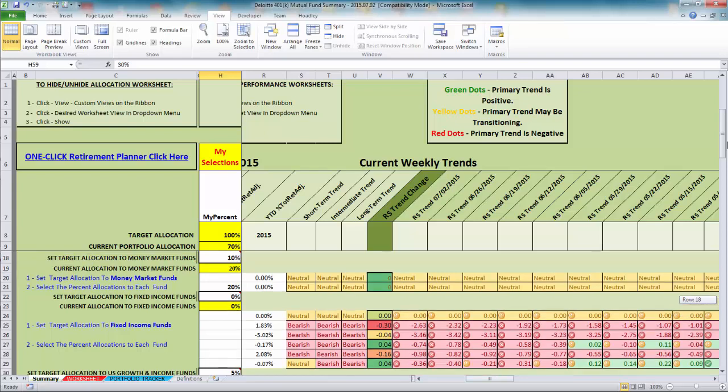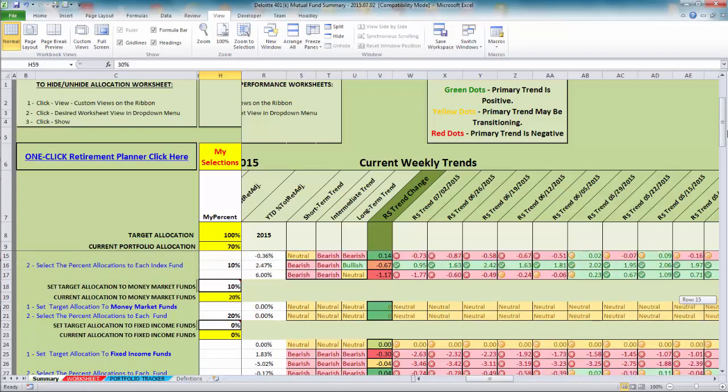And let's go ahead and move back up to our money market. And we've moved 30% out of the international funds, and we're going to allocate that back to the money market. So let's add 30% here, and that'll take us up to 50% in the money market.